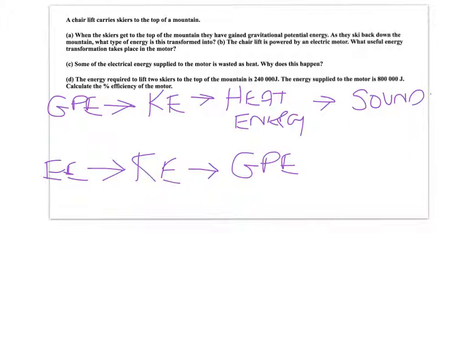Part C, some of the electrical energy supplied to the motor is wasted as heat. Why does this happen? Well, anytime you've got any kind of moving surface coming in contact with another surface, so here we're going to have metal cable being in contact with the motor, inevitably that is going to involve some heating because of friction. So friction plays a big role in why heat is dissipated in any energy transfer.